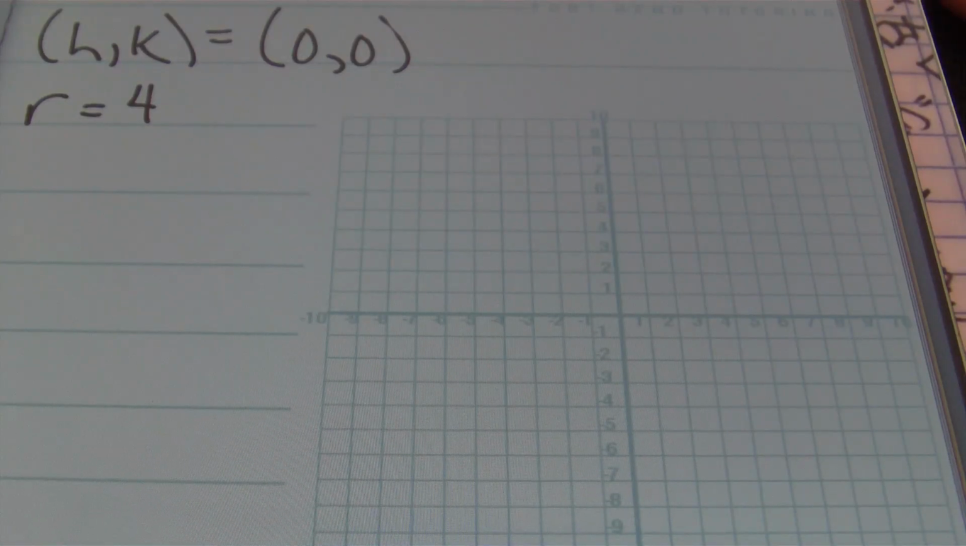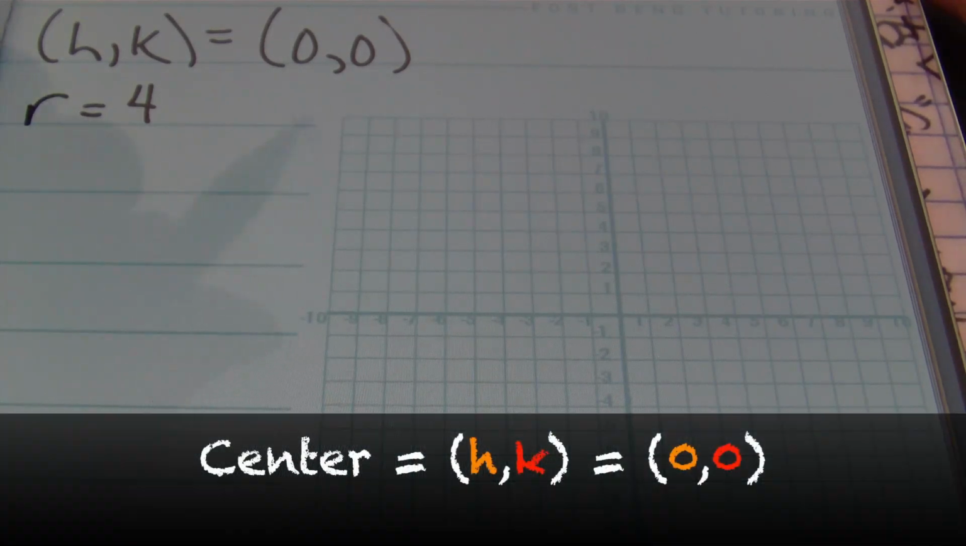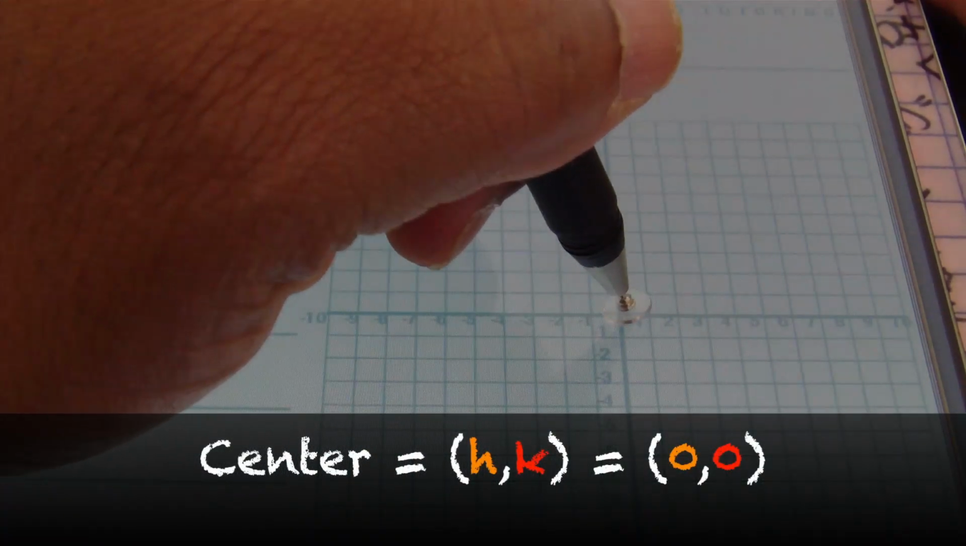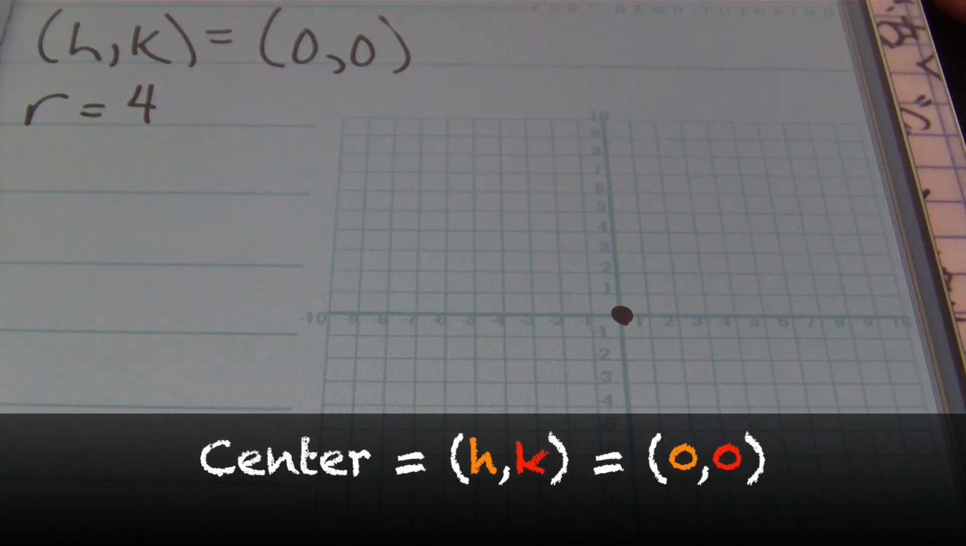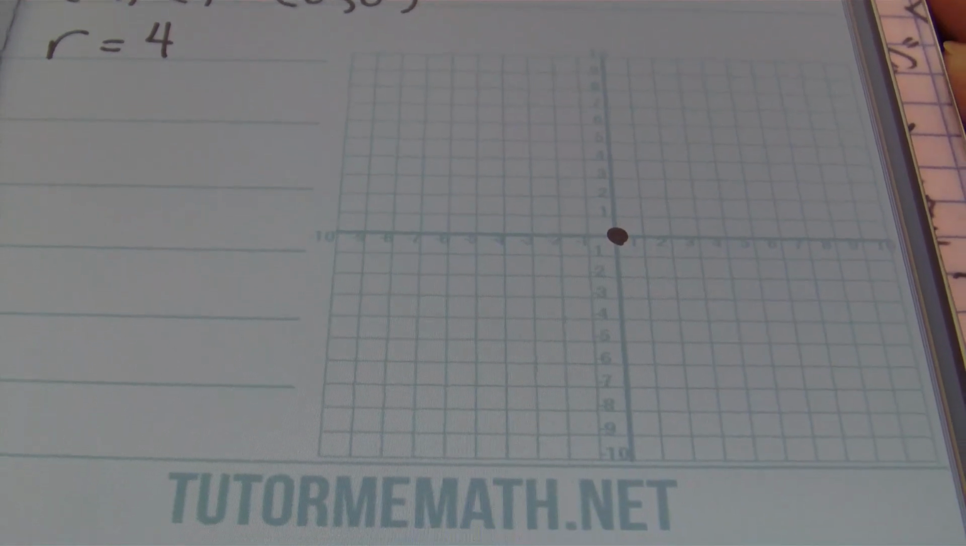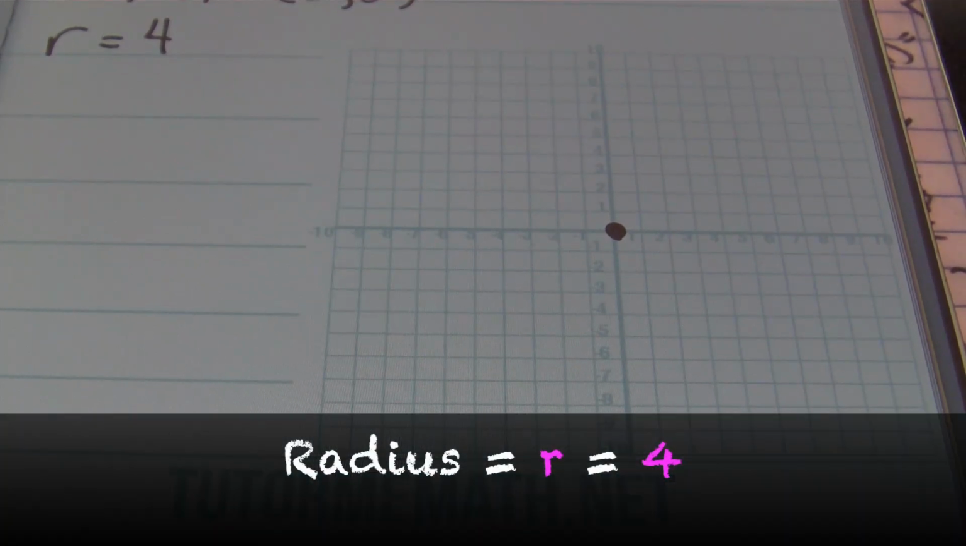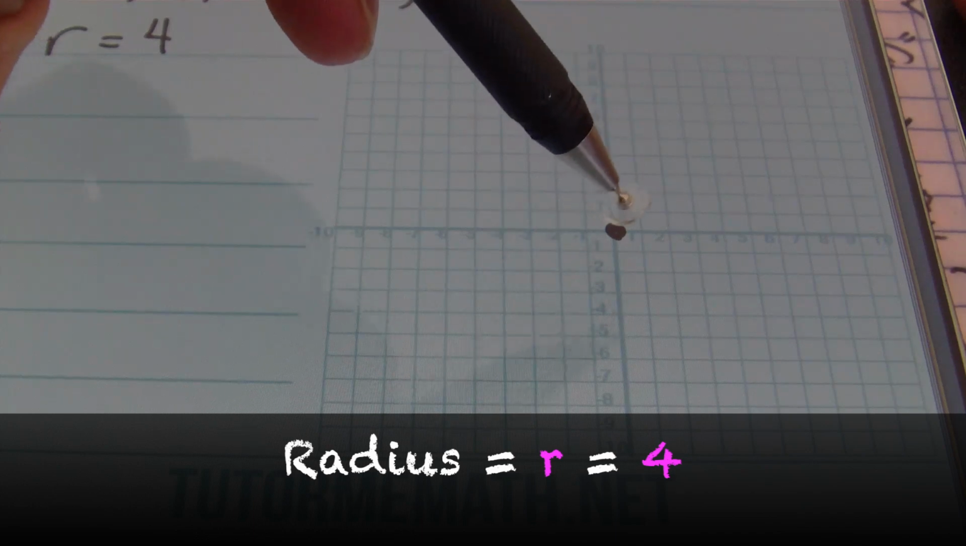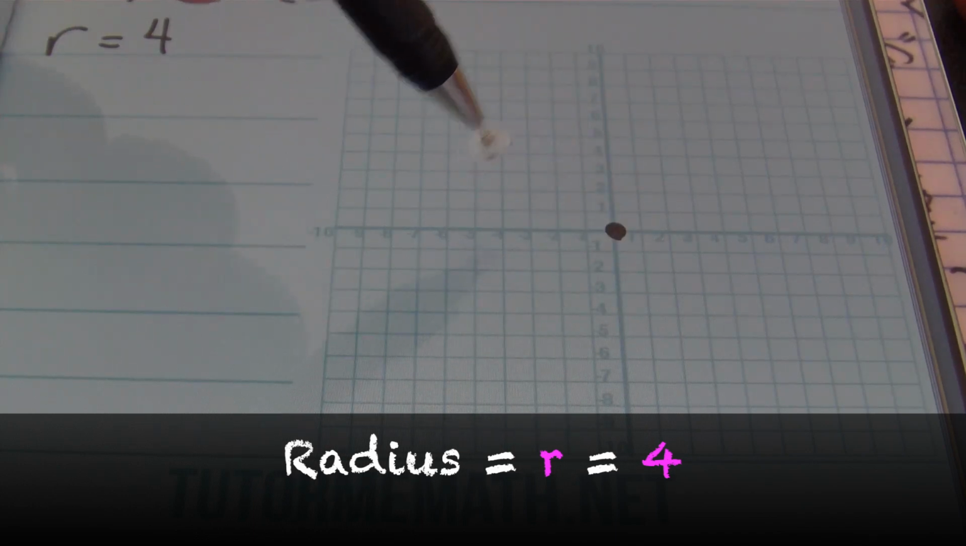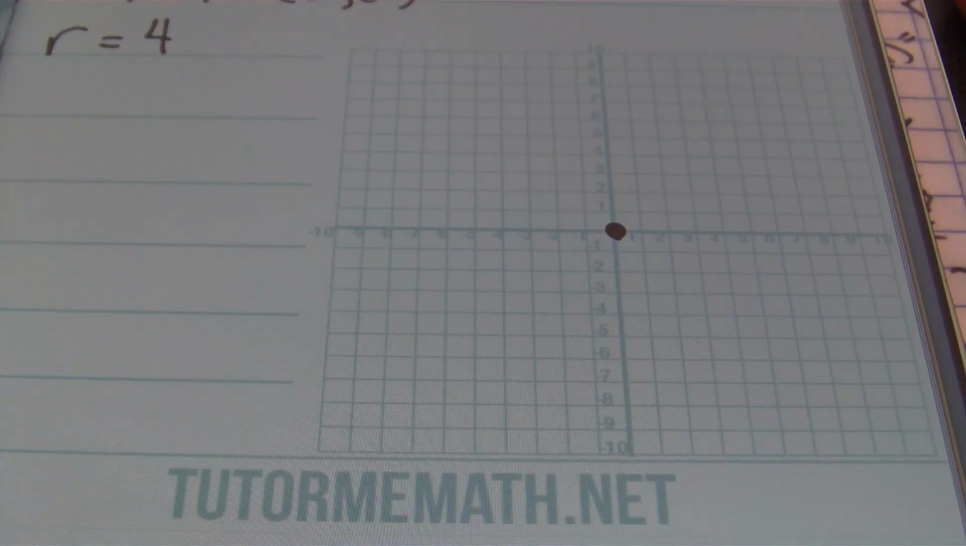You want to begin by plotting your center. Our center here is going to be (0, 0). So that's the origin, right? So we'll have a point right there on the graph. Then we know that our radius is 4. So what you'll do is come up with 4 points by going up 4 from the center, down 4 from the center, to the left 4, and then to the right 4 to come up with 4 points that will lie on the circle.